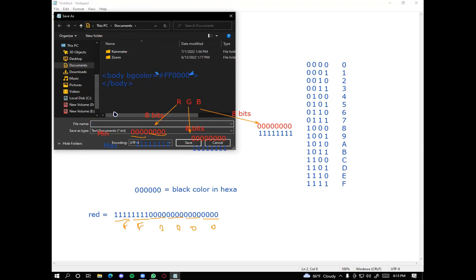Yes, now you need to save this as a .html file. First give some name, like a.html. Give some name: Hesandu.html.